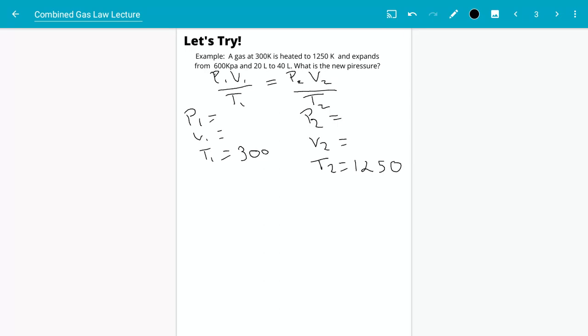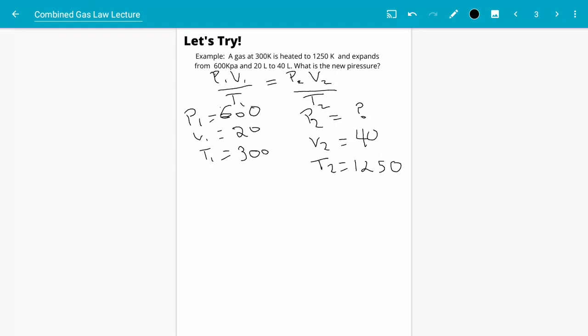All right, so 600 kilopascals. What is that? Is that pressure or temperature? I hope you said pressure. So I'm going to put a 600 here. All right. And the volume at 600 was 20. However, I don't know the new pressure, but I do know that it expanded from 20 to 40. Okay. That's all the information I need to solve for this problem. I have one variable. If you do this and you have more than one variable, you need to go back and read your question because you have confused something along the way and you obviously forgot to include a variable.